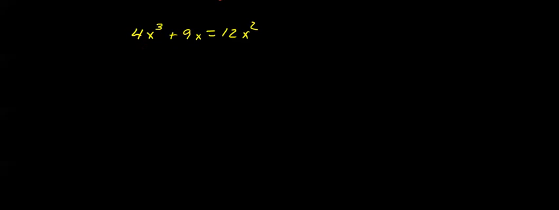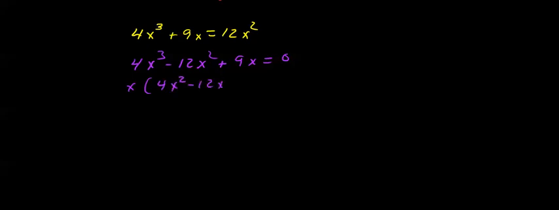All right, last one. 4x cubed, subtract 12x squared, plus 9x. Take out the x, my common factor. 4x squared minus 12x plus 9. And we talked about this yesterday. Perfect square trinomial.